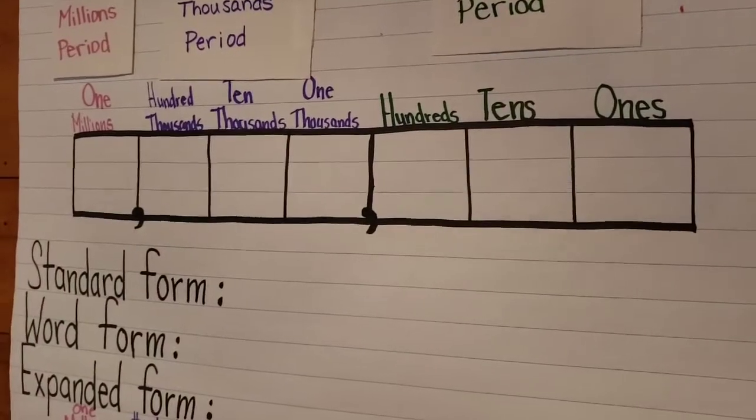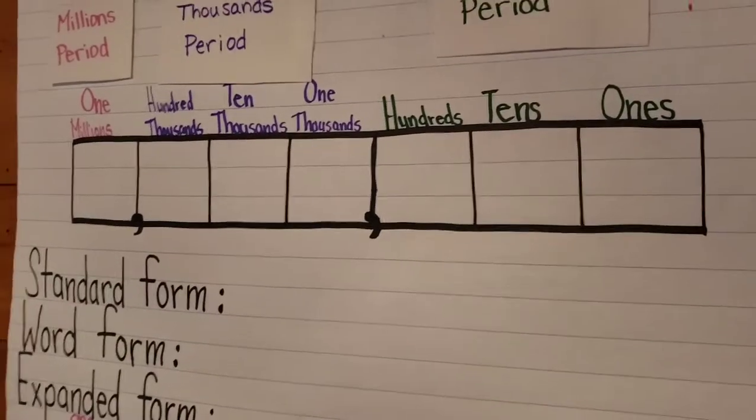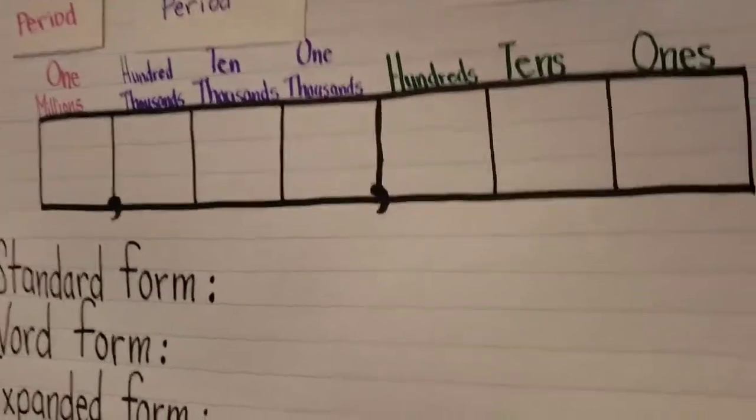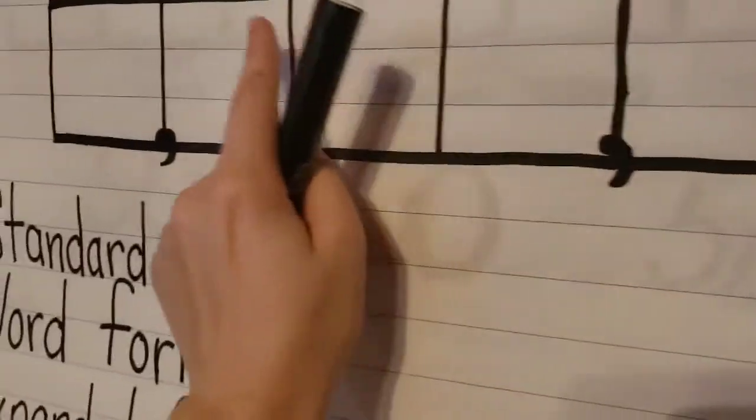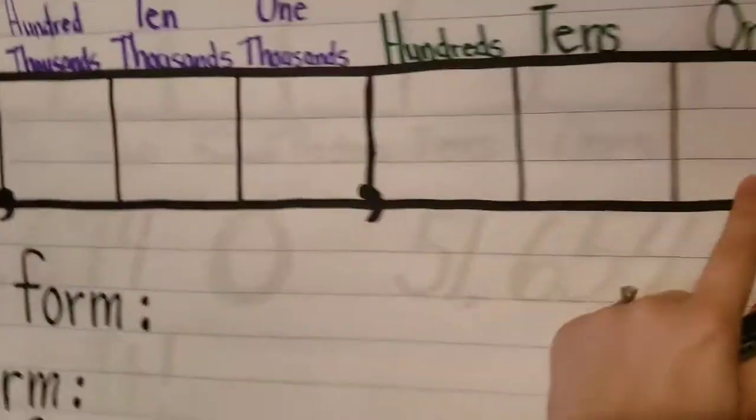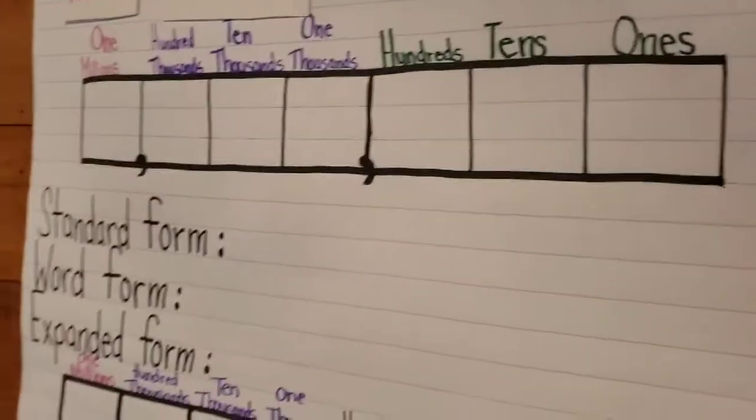So on my place value chart, I'm going to count out 7 spaces because my number had 7 digits in it. So I'm going to count from the ones place. I'm going to count 1, 2, 3, 4, 5, 6, 7. There's 7 boxes. So I'm going to be needing this whole entire place value chart to write my number. So let me write down that.